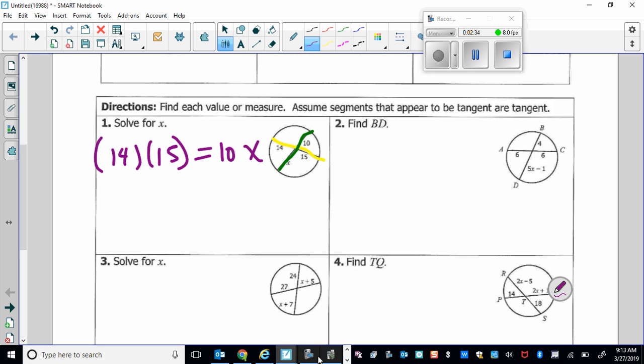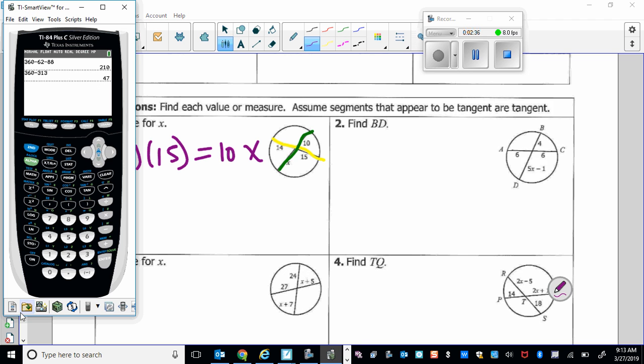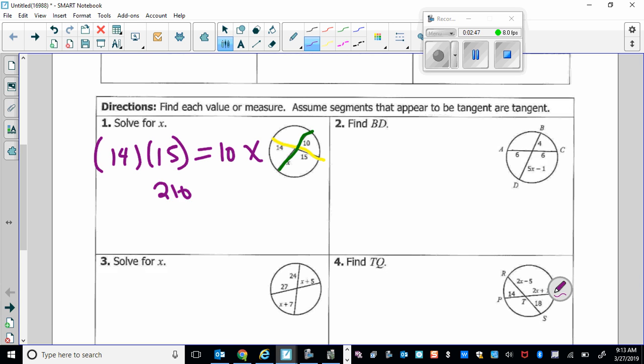It's easy when you see it this way, right? 14 times 15 gives you 210. So I have 210 equals 10x. You divide both sides by 10, and X would be 21. The 0s cancel, 21.